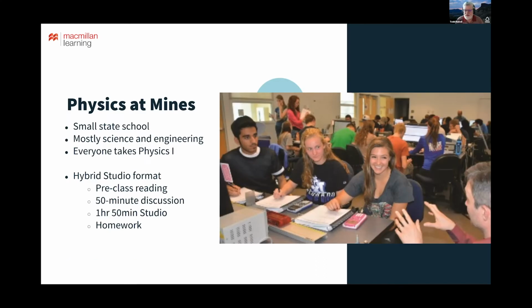So the context. What does physics at Mines look like? We're a relatively small state school, about 5,000, 6,000 undergraduates. We're mostly science and engineering, and everyone at this institution takes Physics 1, and nearly everybody also takes Physics 2. We teach our courses in what we refer to as a hybrid studio format. Students do some pre-class readings, then they come to a 50-minute lecture/discussion, which is very heavy with peer-to-peer learning, iClicker questions. It's a pretty active kind of lecture. That's kind of why we call it a discussion.